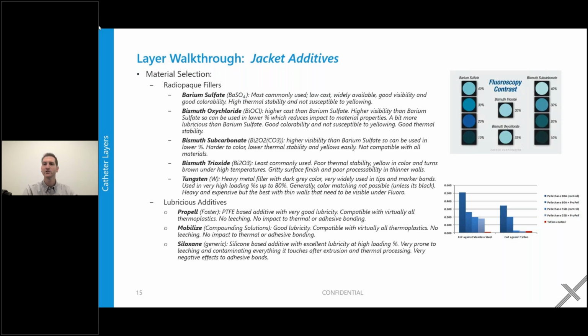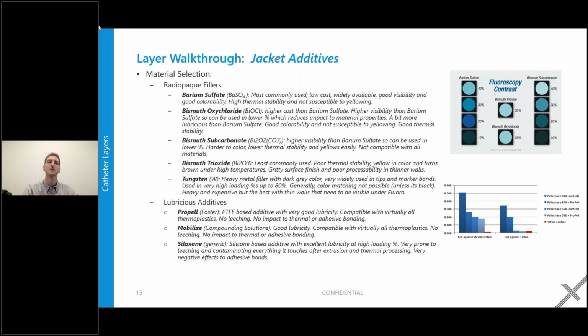So with radiopaque fillers, you see a little chart on the right there with some of these radiopaque fillers and kind of how they show up under fluoroscopy. And that's usually your driving force on which one you choose to use. Barium sulfate is by far the most commonly used. It's cheap, it's widely available, it has good colorability, it's got good thermal stability, and there's just a lot of data on it. And so it's used very commonly, but it does not have the best visibility compared to some of the other options.